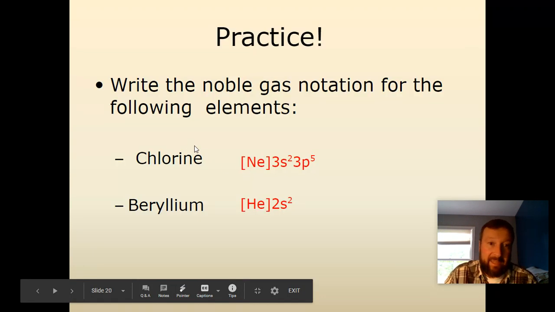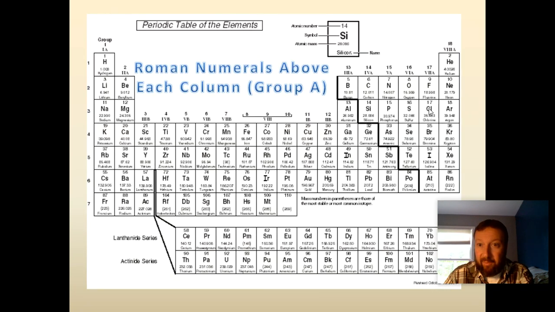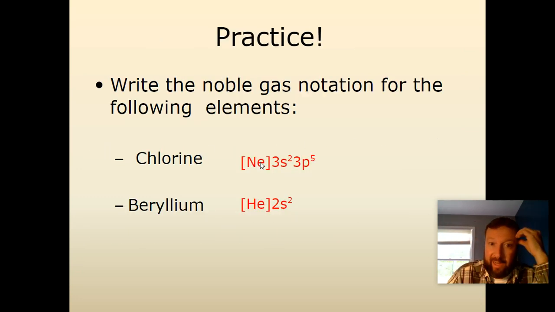Chlorine has 17 total, and if we went back and looked at chlorine, find it here, number 17, we have to go to the next lowest noble gas, which is neon. And so we would start with neon and then go 3s, and then we found a 3p after that. So when you look at chlorine here, neon 3s2, 3p5. Remember, neon had 10 to start with. Add the 2 and the 5, and you get 17 total.